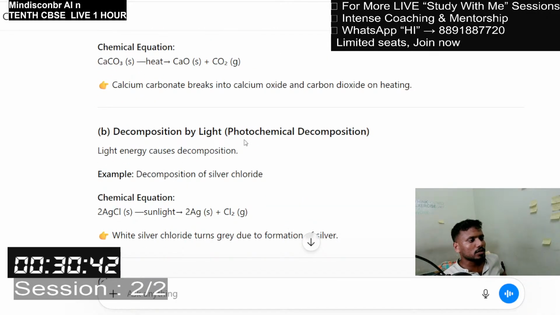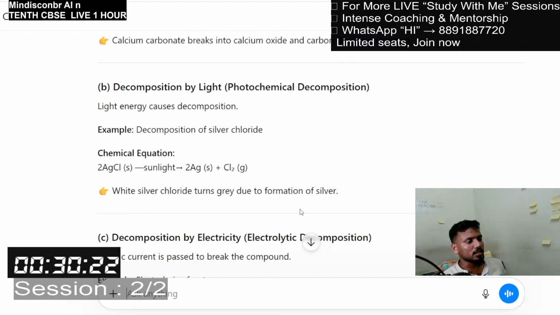Next, decomposition by light, that is photochemical decomposition. We have studied the decomposition of AgCl and AgBr. For silver chloride, the chemical equation is 2AgCl in the presence of sunlight gives 2Ag plus Cl2. That is, white silver chloride turns grey due to the formation of silver. Since AgCl is white in color, in the presence of sunlight, by photochemical decomposition, silver is formed. This Ag is grey in color.